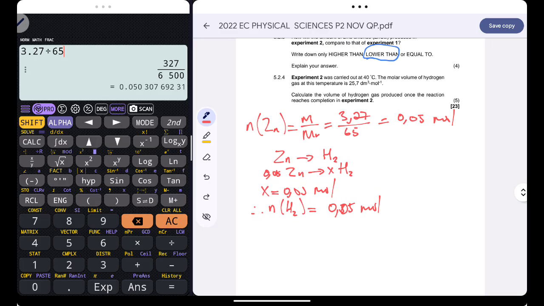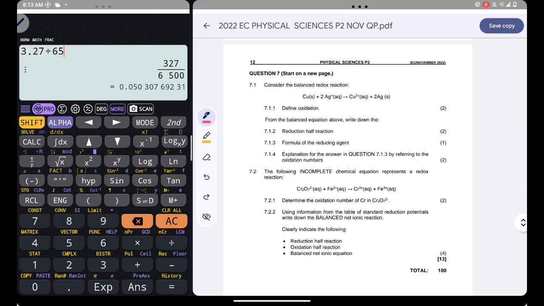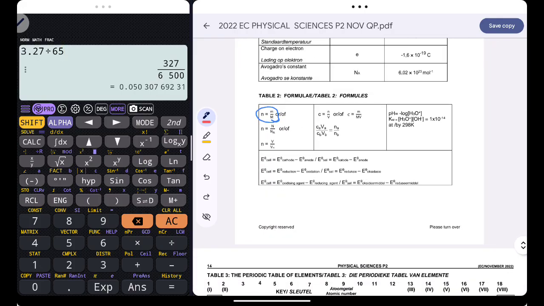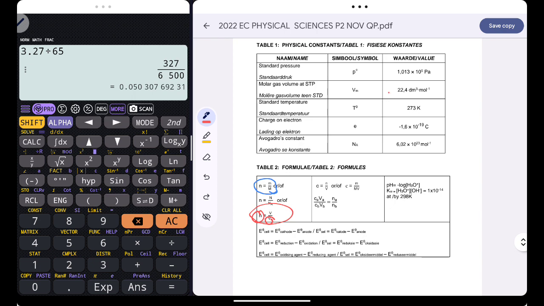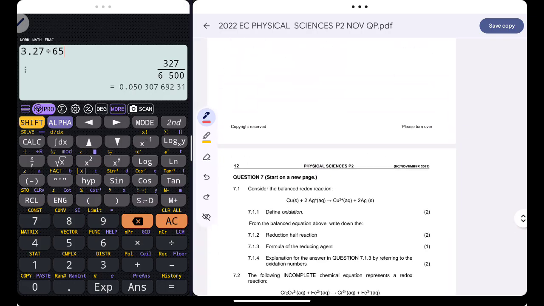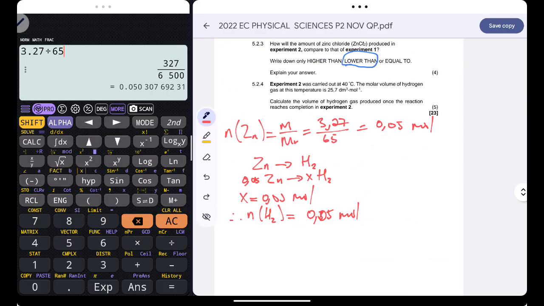Are you together? Since I'm given a molar volume, I must use this equation here because hydrogen is a gas as well. I have the number of moles. I'm given the molar volume. The molar volume is not this one. Why? Because this one is being held at standard temperature and pressure. 40 degrees Celsius is not standard temperature. Are you together? So that's why they've given me the molar volume at 40 degrees.